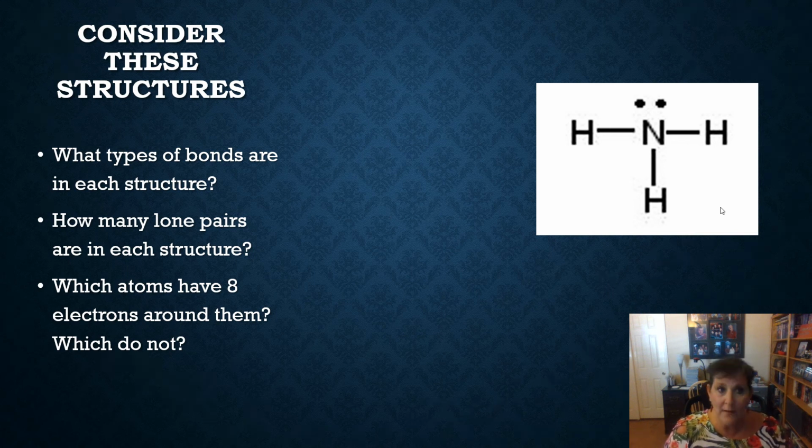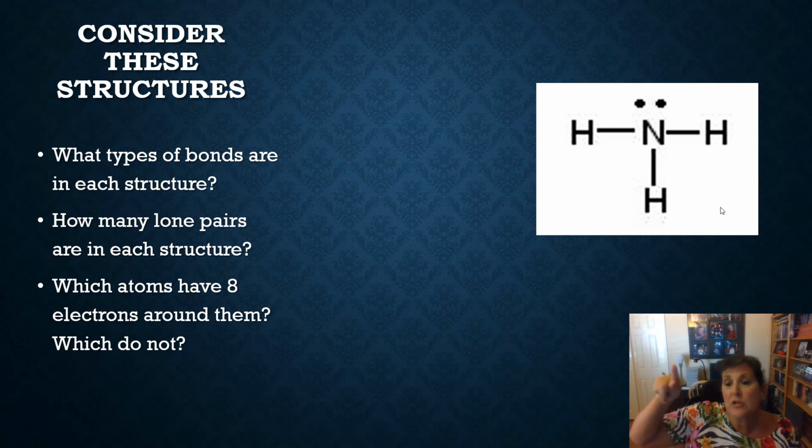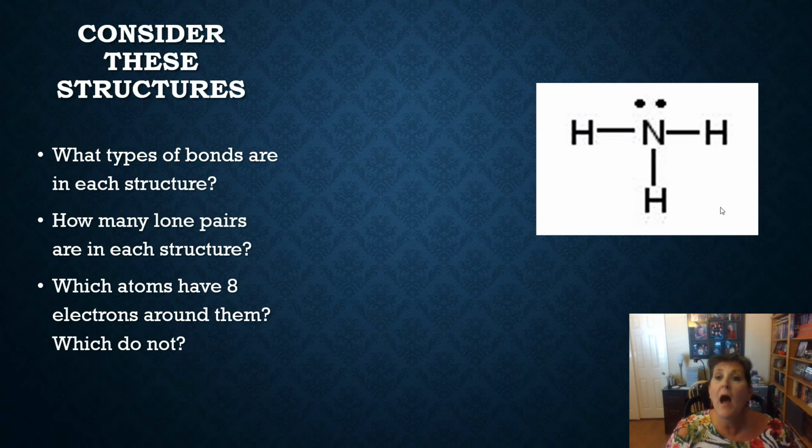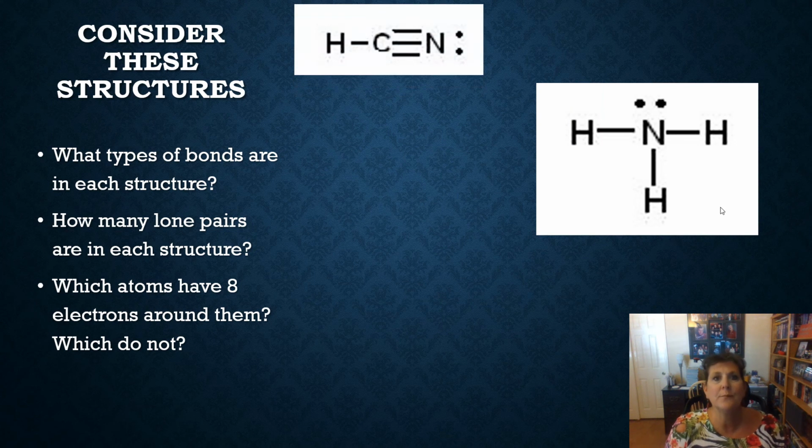1 lone pair. Which atoms have 8 electrons around them? Well, just the nitrogen, because it has 3 bonds around it at 2 each. That makes 6 plus 2 dots makes 8. The hydrogens, however, are just connected with the 1 bond, which is 2. So they don't have 8 around them. So nitrogen has 8 electrons around it. Hydrogen does not.